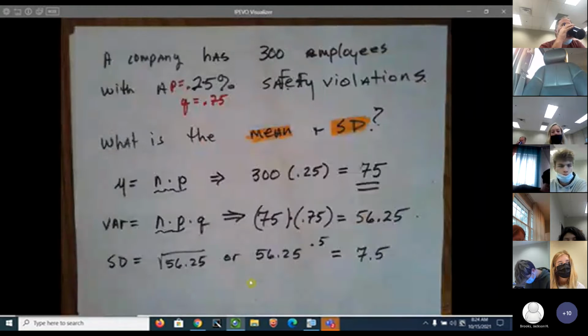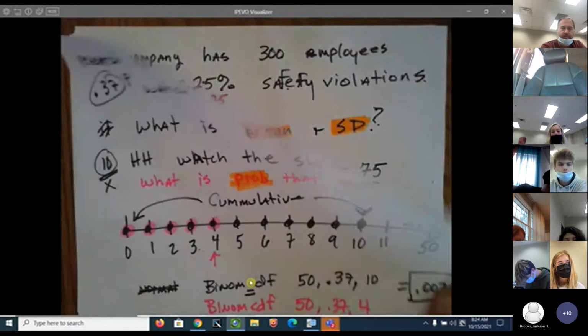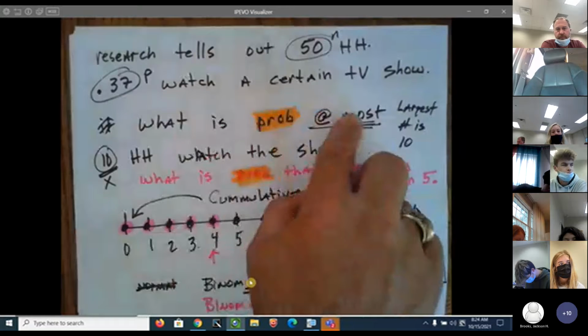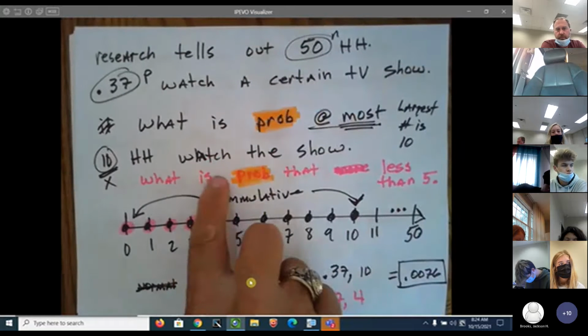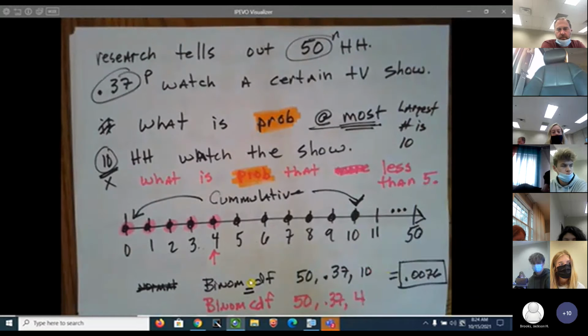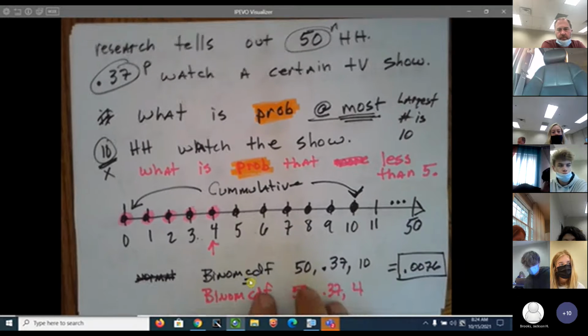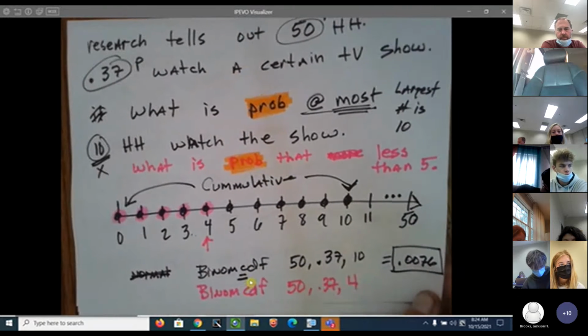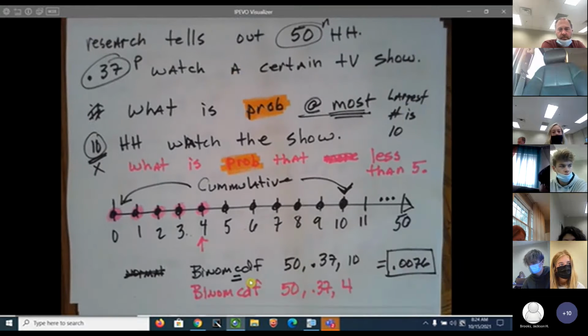This is what an NPX problem will read like. There's two questions here. One, what is the probability of at most 10? Two, what is the probability of less than 5? And there's how you do it. What did we get for that probability of less than 5? Somebody tell me what that probability came out to be. 50, 0.37, and 4.